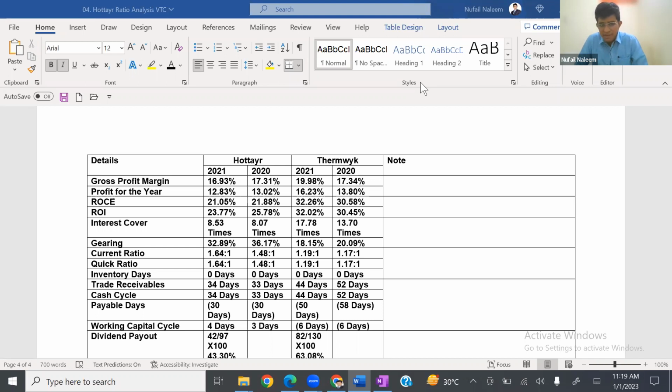Now, you see the gross profit margin, if you observe, we are only having 16, despite we are a premium product. But Thermwike is having around 19, or almost on par with us, although they are an economical product. So one thing I can say at the end, we are having value for money to the customers. Correct, no, Anushka? Yes, sir.